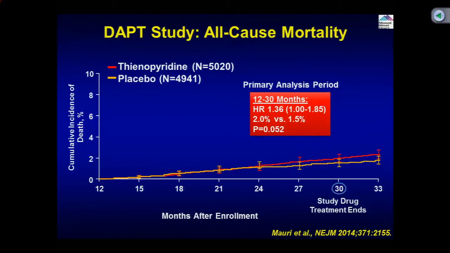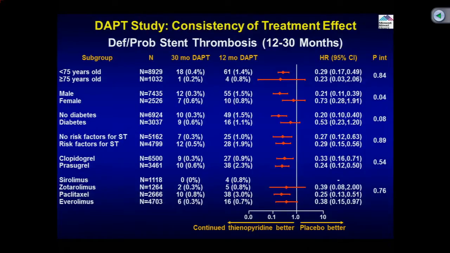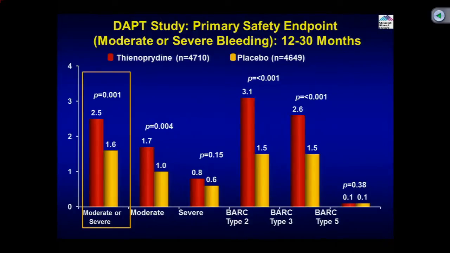Now, one real surprise was the all-cause mortality, which was 2% in the 30-month group versus 1.5% in the 12-month group. This is a real surprise, although you could say maybe it is the bleeding, because we know that longer antiplatelet therapy will cause more bleeding, but it seems there is no difference in the cardiovascular mortality. It is the non-cardiovascular mortality, although many of those were trauma and some cancer, that was definitely higher in the 30-month group versus the 12-month group. But this really remains an enigma. Some would say that even with trauma, you bled to death after trauma, which may still be related to the DAPT duration. And of course, there was consistent benefit in all groups, although diabetics were not analyzed separately.